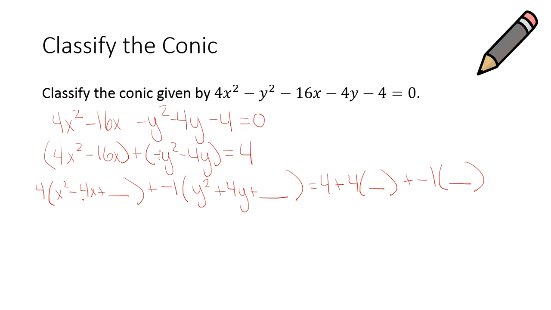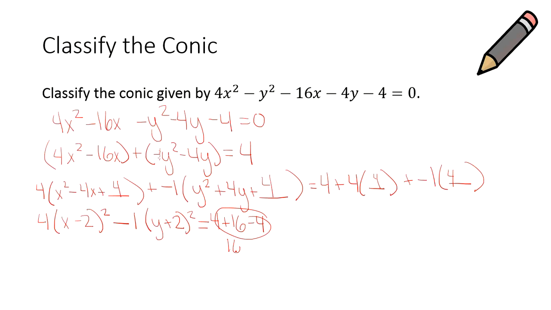-4 divided by 2, -2 squared, 4. 4 divided by 2, 2, 4 as well. Let's put 4s over here. So this is going to become 4 times x minus 2 squared. And then I'm just going to make that a -1. y plus 2 squared, right? Because this is going to be a -2 because I need a -4. And then this is going to be a +2 because I need a +4. And then I got 4 plus 16 minus 4 on that side. So all of this is going to become just 16.